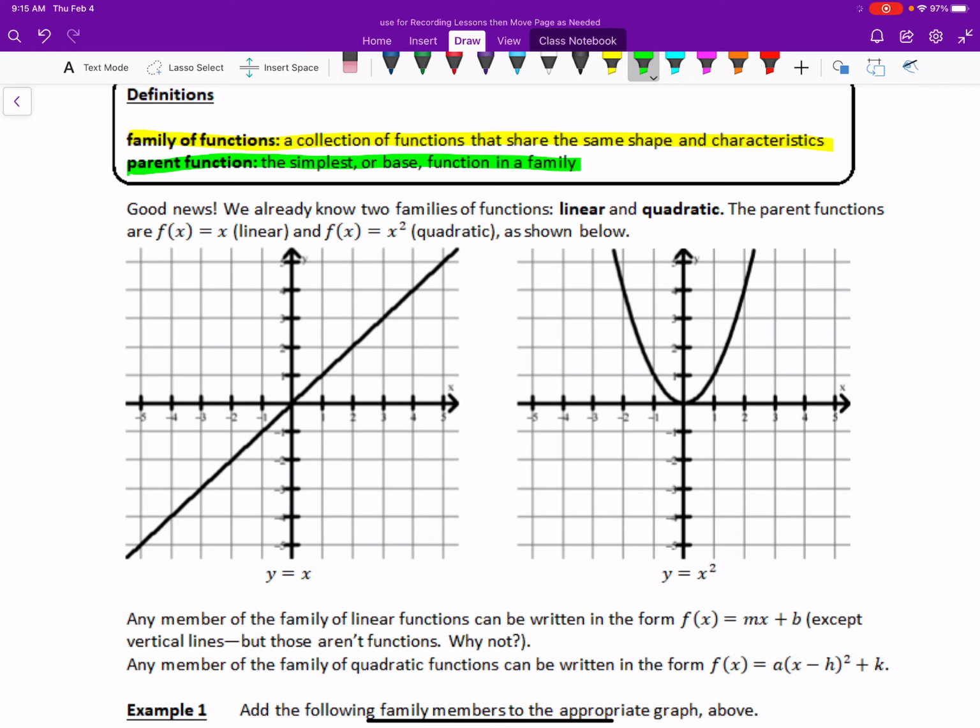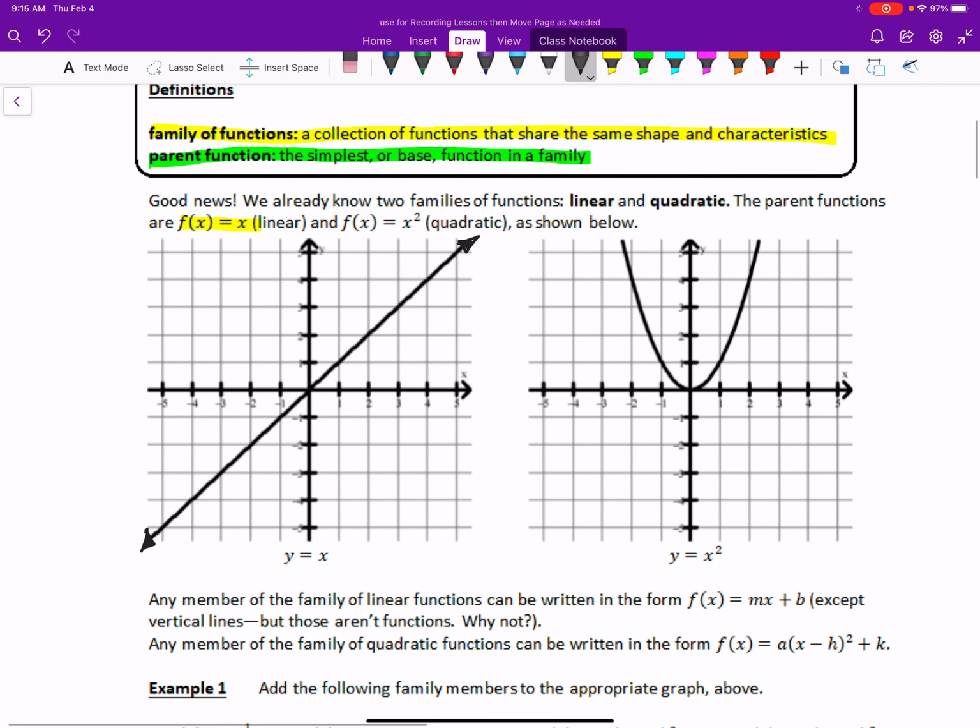The parent function for linear is y equals x. Now I'm using function notation, which you know how it works now. You know that f of x just means the same thing as y. So we could think of this as y equals x, to use some variables that you're more familiar with. So what does a basic y equals x line look like?